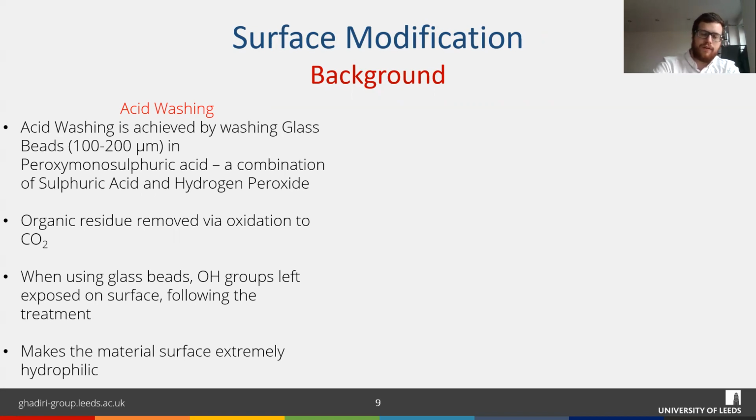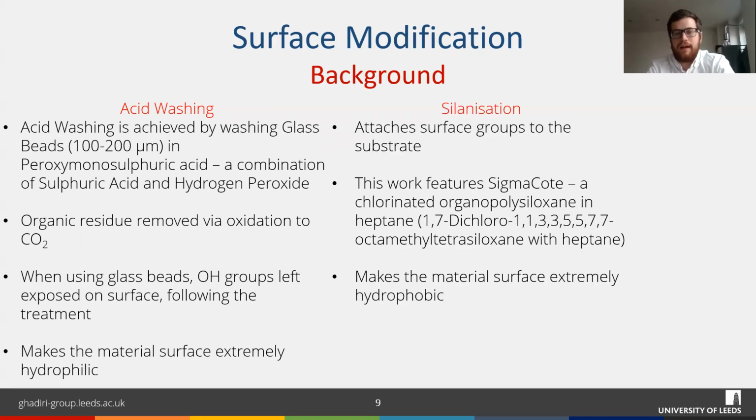So then we left a sample of acid wash glass beads, and then we took these and we silanized them using something called Sigma-Coat, which is a chlorinated organopolysiloxane. And for anyone interested in the structural formula of that, it's here. And this essentially, as opposed to the acid washing leaving them hydrophilic, this silanization makes the material surface extremely hydrophobic.